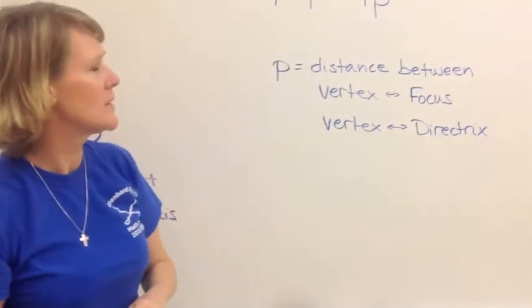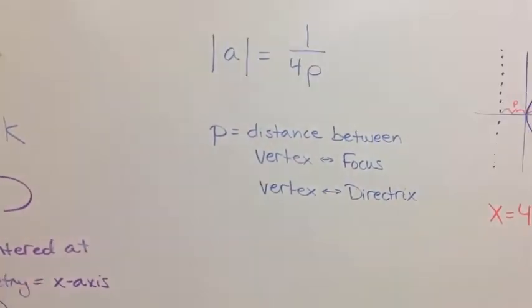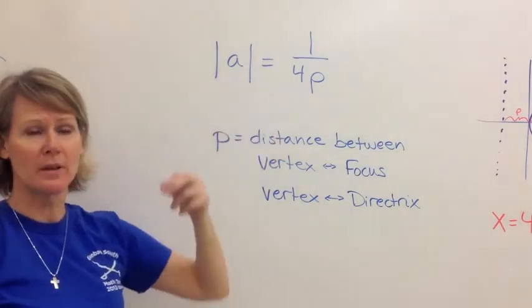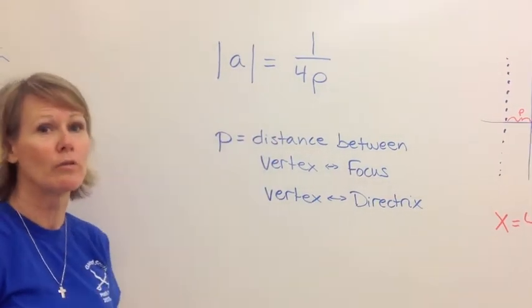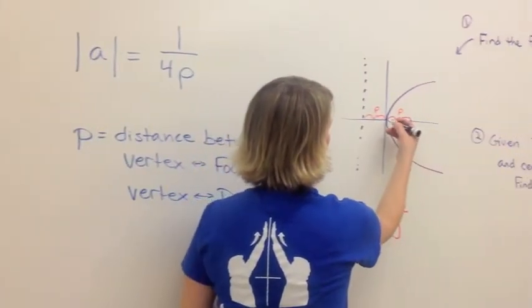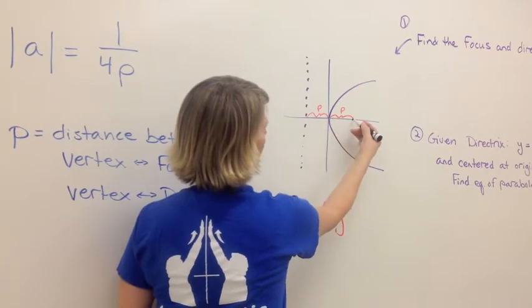Okay. So this is also a very new concept. This a value, we're going to talk a little bit more about that a value. The absolute value of the a value, we're going to use the formula, and this is something you're going to have to memorize, is 1 over 4p. And p, if we look at this picture over here, p is the distance between the vertex and the focus.